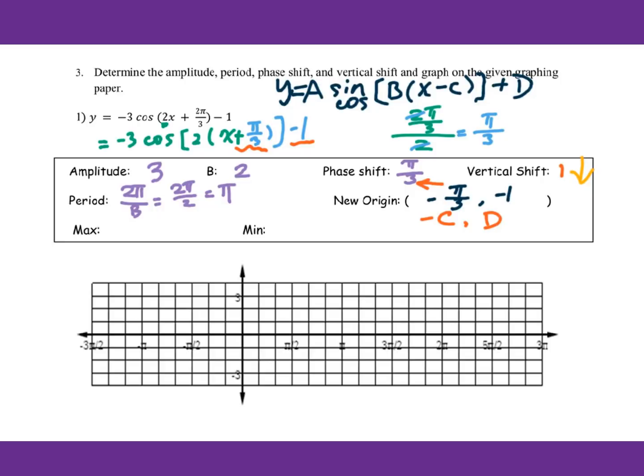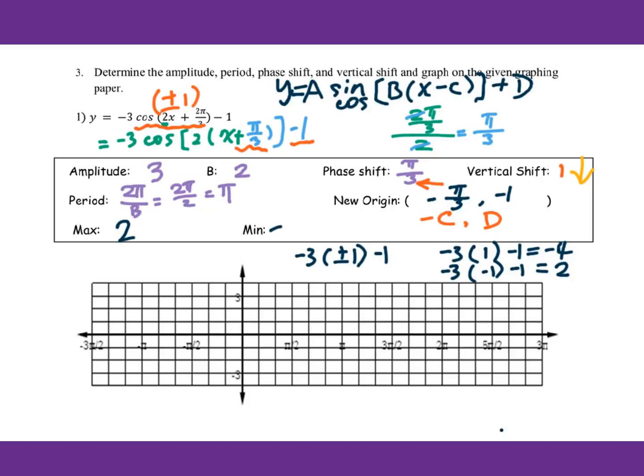For maximum and minimum, you change the cosine function or sine function into plus or minus 1. Then work that out. We got negative 3 times plus or minus 1, minus 1. So we got negative 3 times 1 minus 1 equals negative 4. Negative 3 times negative 1 minus 1 equals 2. So maximum, that's 2. Minimum, that's negative 4.